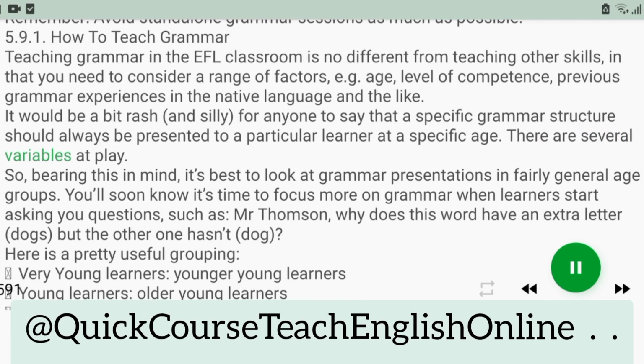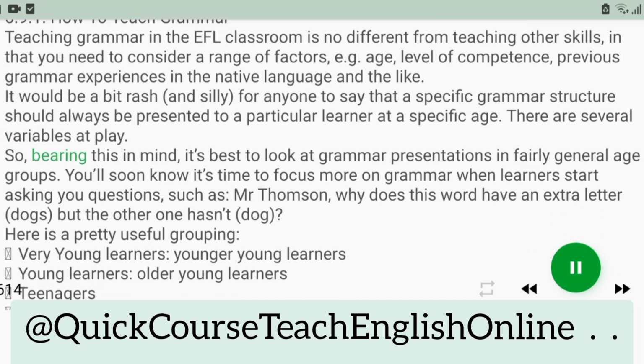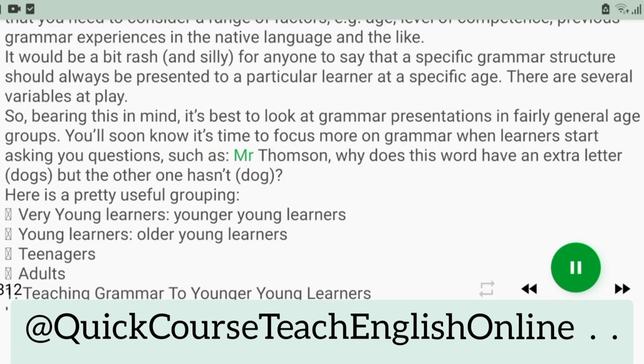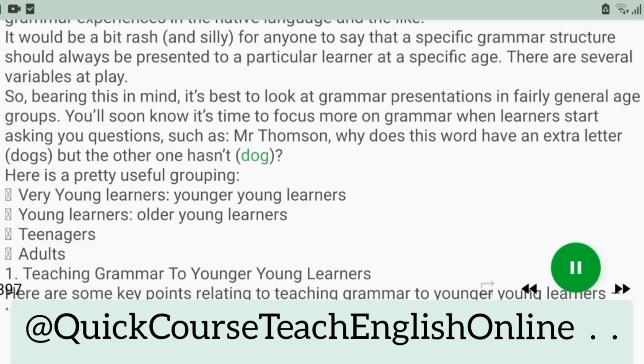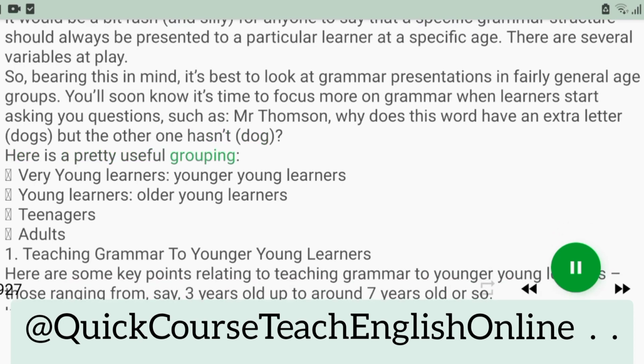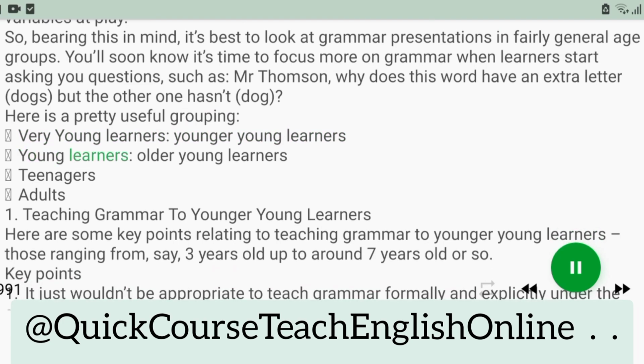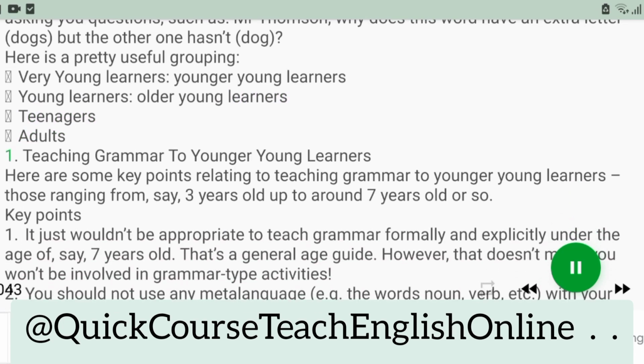There are several variables at play. So, bearing this in mind, it's best to look at grammar presentations in fairly general age groups. You'll soon know it's time to focus more on grammar when learners start asking you questions, such as, "Mr. Thompson, why does this word have an extra letter, dogs, but the other one hasn't, dog?" Here is a pretty useful grouping: very young learners, younger young learners, young learners, older young learners, teenagers, adults. 1. Teaching grammar to younger young learners.